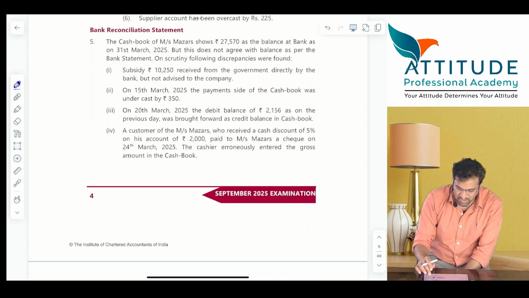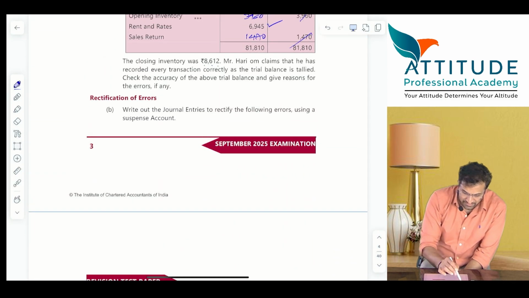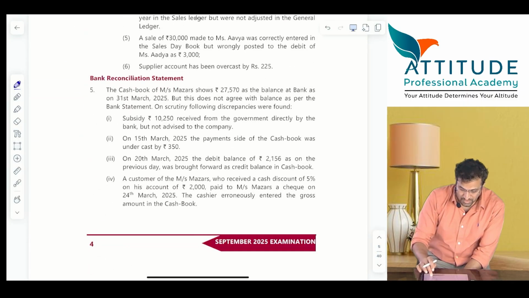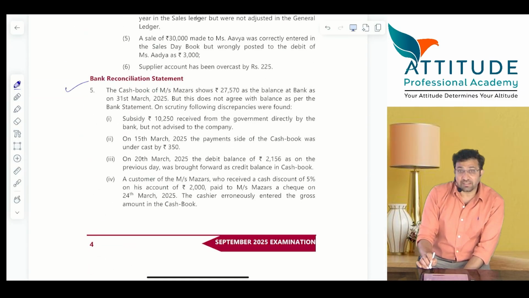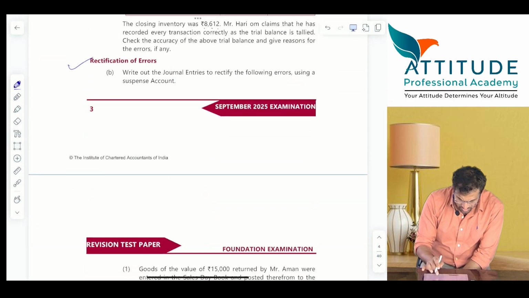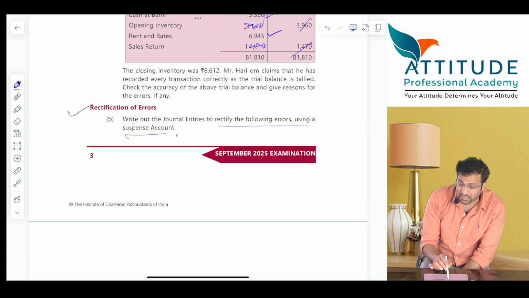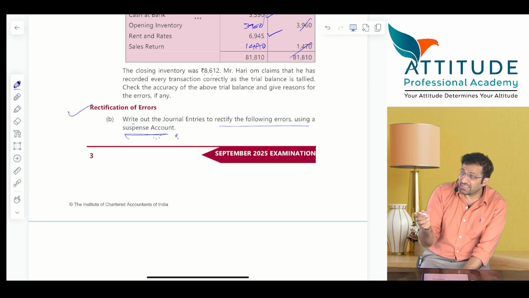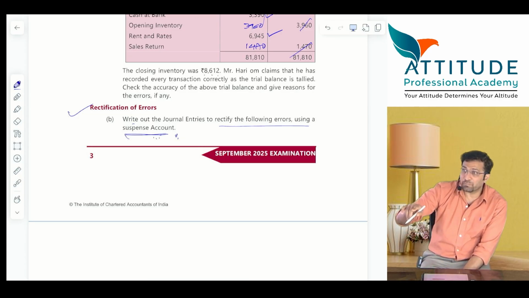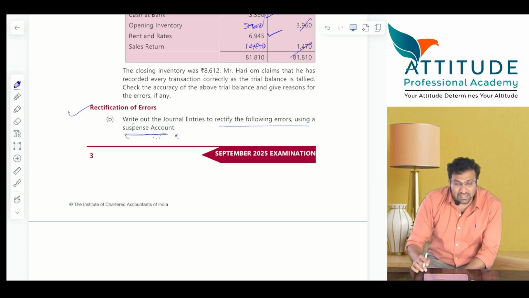Okay, the next two sums, I am not going to help you, help yourself. One is rectification of errors. Second is BRS. Okay, now rectification of errors, 6 questions. Write out the journal entries rectifying the following errors using suspense account. Using suspense account, it means that already trial balance is prepared. So difference will go in what account? Suspense account. Is that clear?